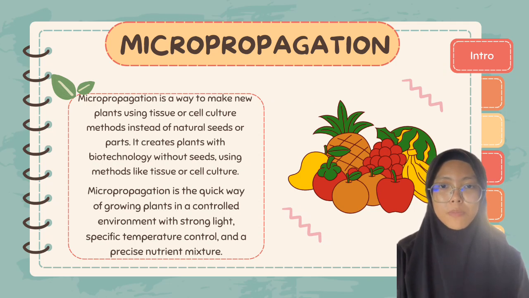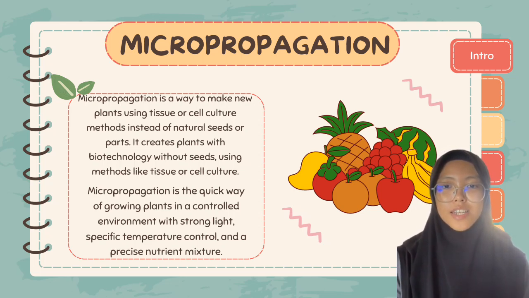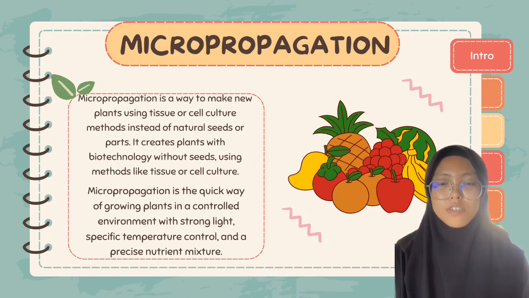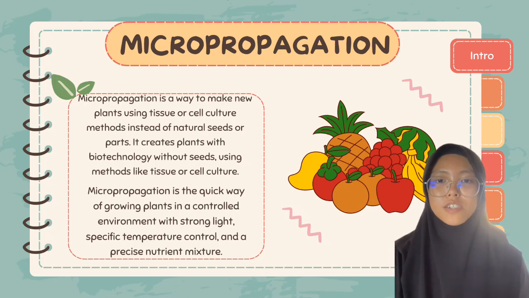The definition of micropropagation is a way to make new plants using tissue or cell culture methods instead of natural seeds or buds. It creates plants with biotechnology without seeds, using methods like tissue or cell culture. In other words, micropropagation is the quick way of growing plants in a controlled environment with strong light, specific temperature control, and a precise nutrient mixture.